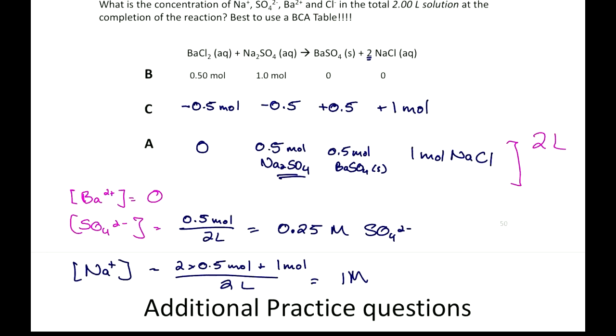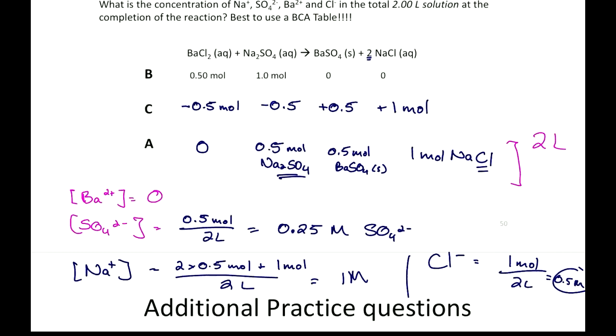Okay, good. All right, and then the last one here is chloride. And so the only source of chloride is coming from sodium chloride. So 1 mole over 2 liters is 0.5 molarity. Okay. That is literally everything.